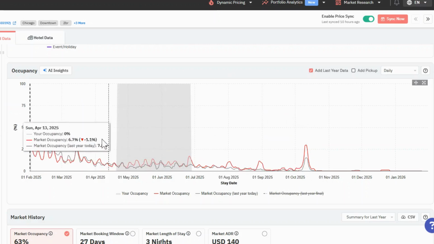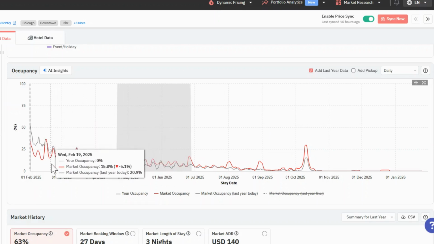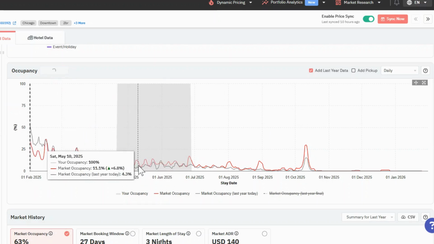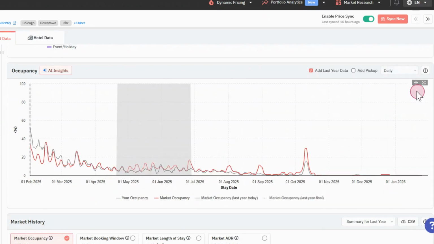Now, if you don't want to spend time trying to interpret the graph, you can simply click on AI Insights and let the system analyze the graph for you. If you don't want to look at the chart by day, you can choose to view the monthly occupancy instead.